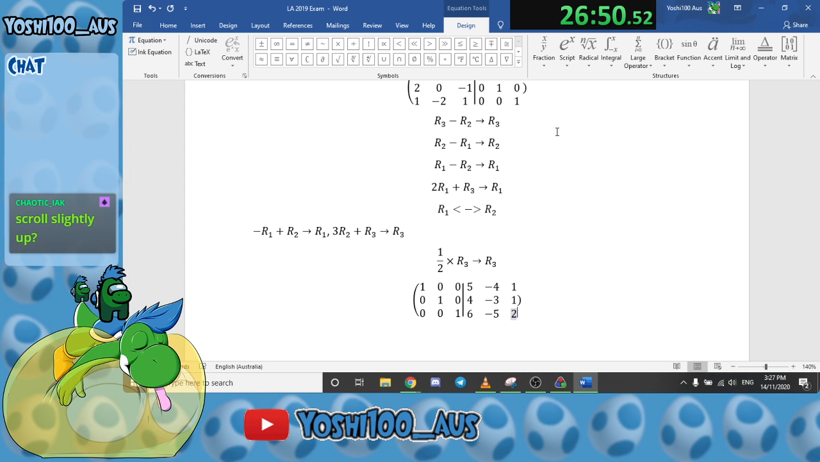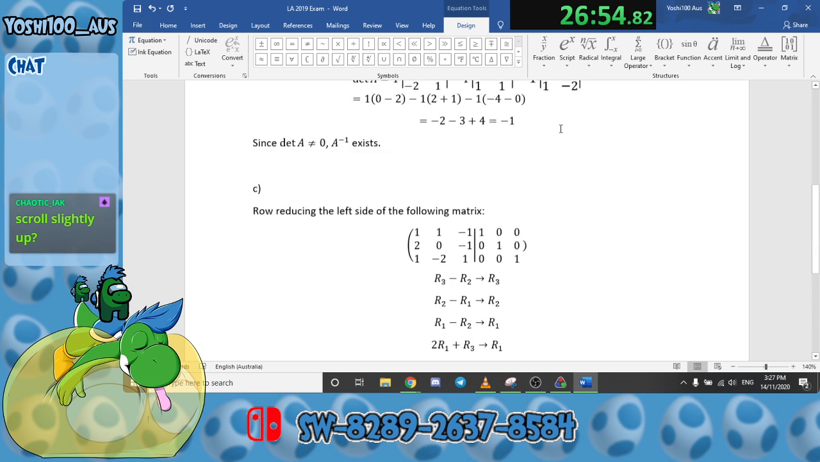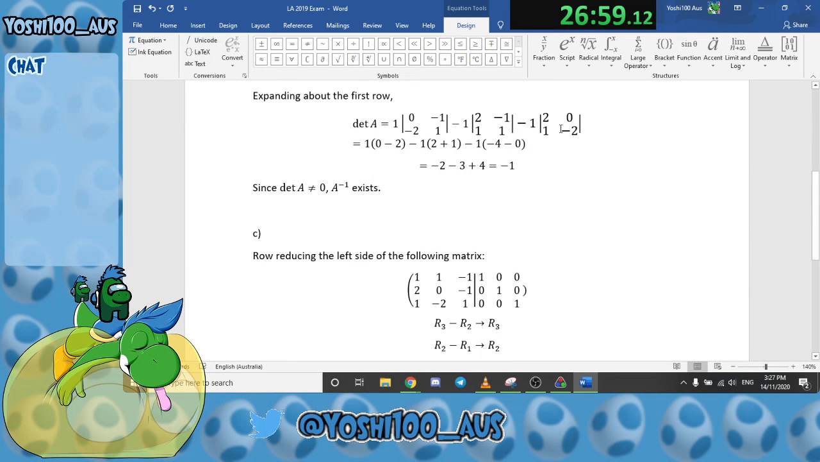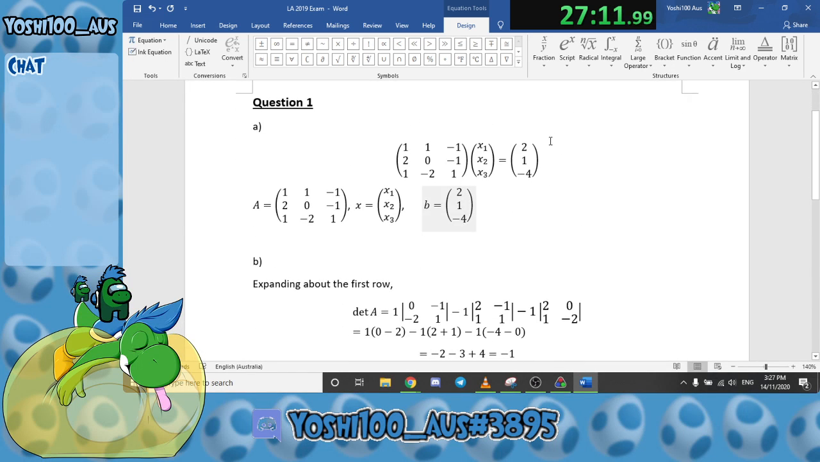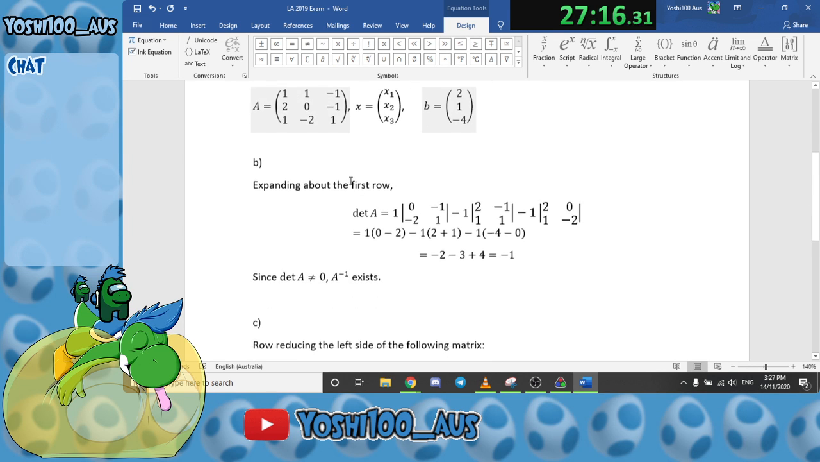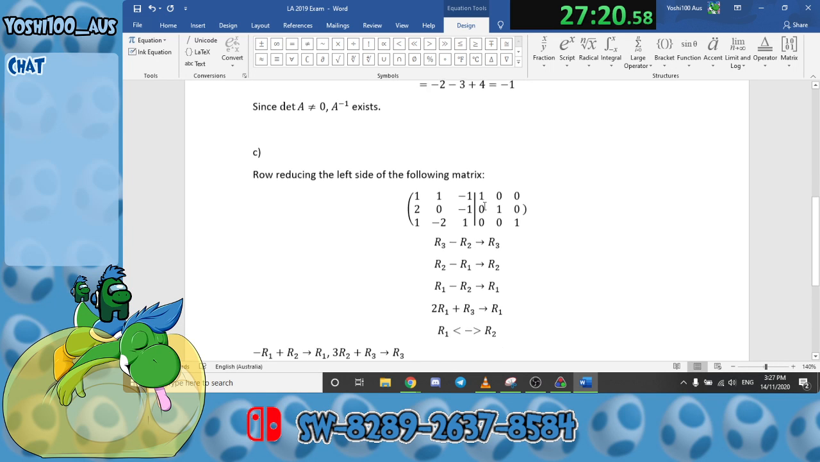How do I get... excuse me? Hello? Wait. Wait! Huh? What did I do? Am I crazy? Scroll slightly up. Where? This one? This is just writing the matrix out. So it's this matrix that we're working with. Determinant doesn't matter right now.